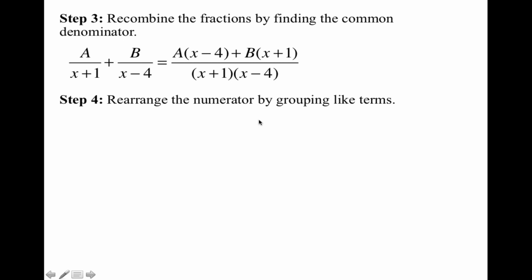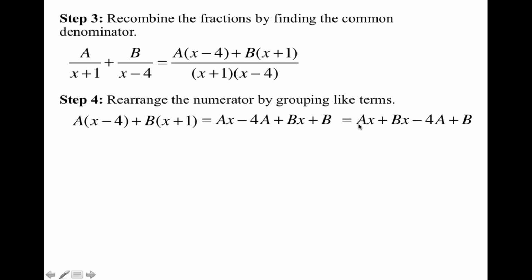Now step 4, you are going to rearrange the numerator by grouping like terms. So first thing, we're going to take our numerator and distribute through first. Now I'm going to group like terms. What I mean by grouping like terms is I'm going to group the x terms together and group the just constants, because a and b are just some constants. So now I have ax plus bx minus 4a plus b. And then I can factor out an x in my first grouping. So I now have a plus b times x.